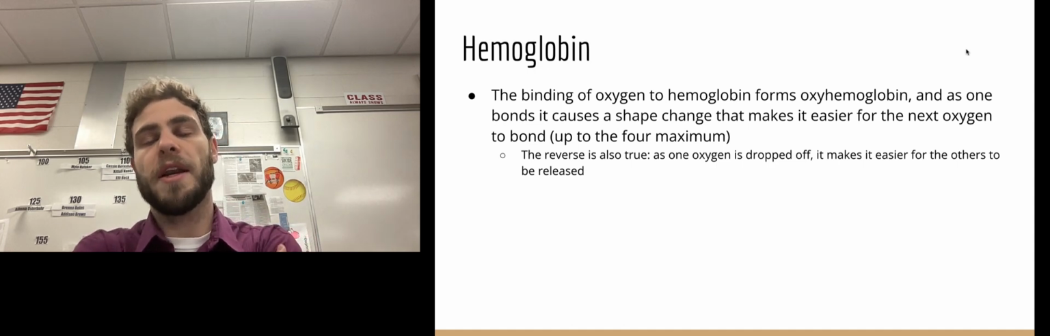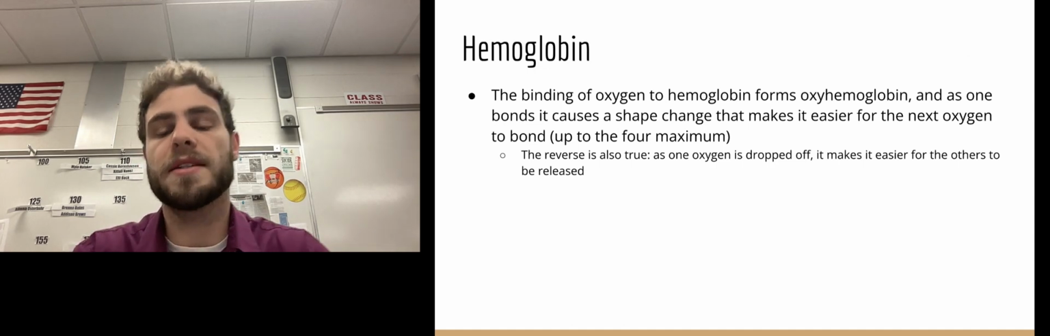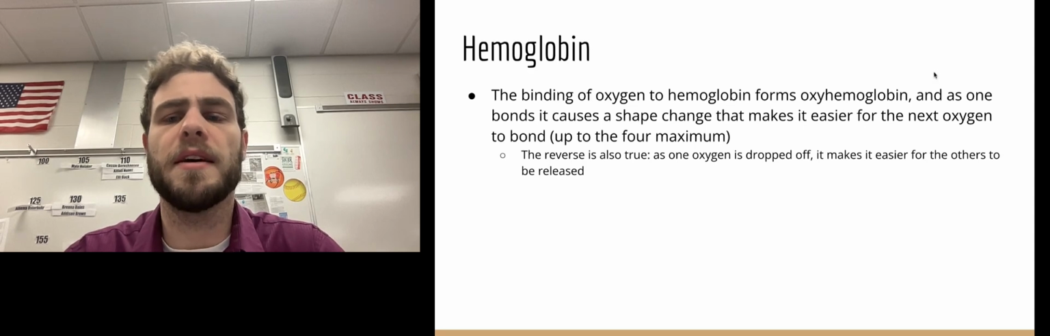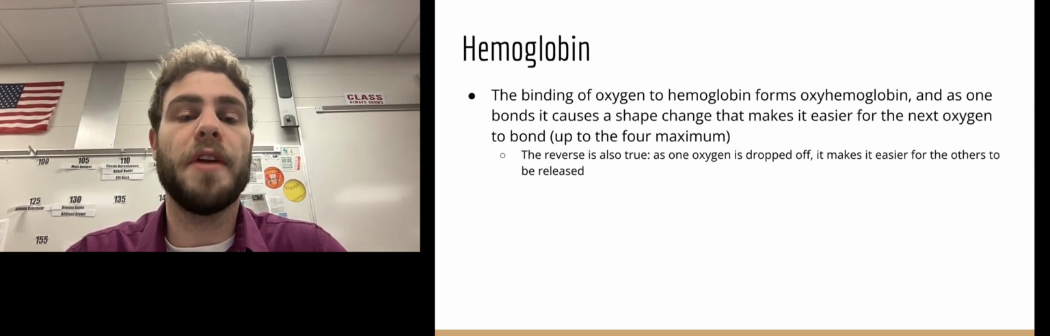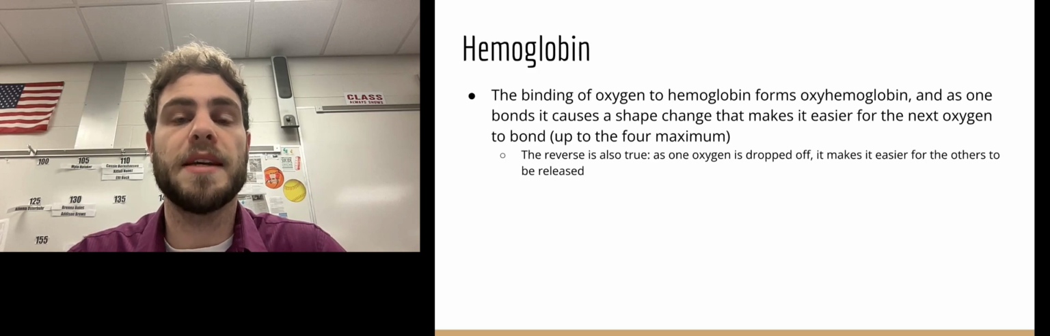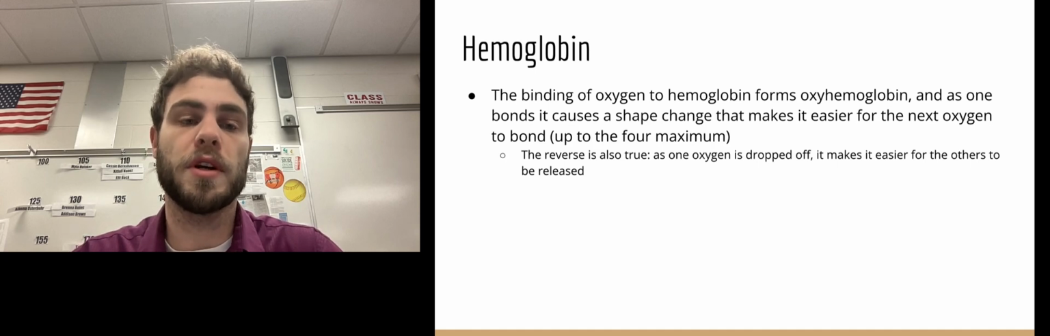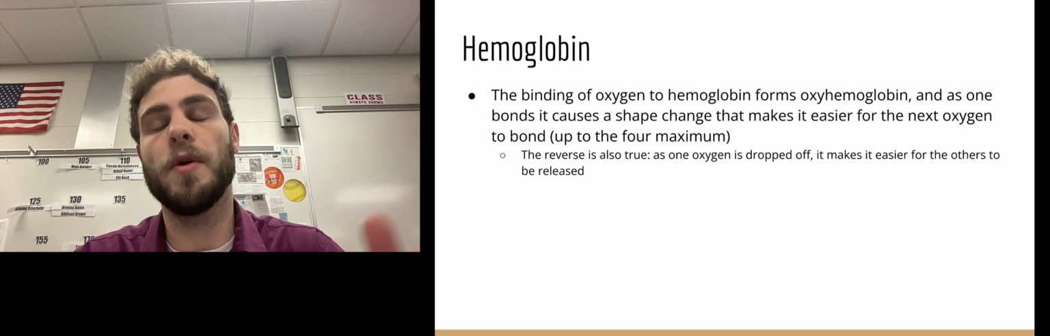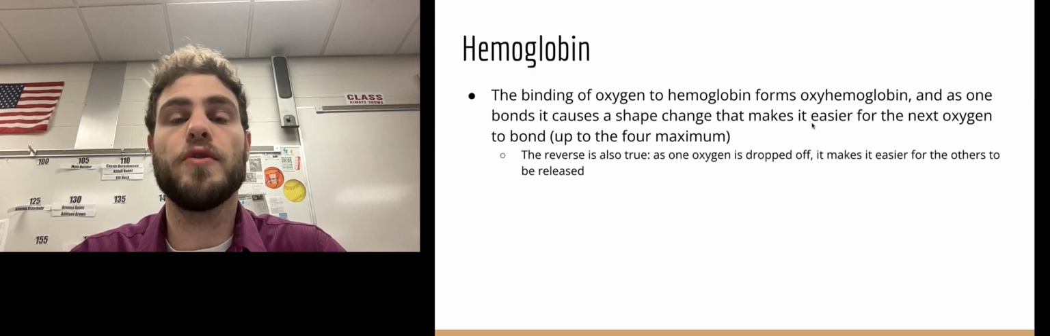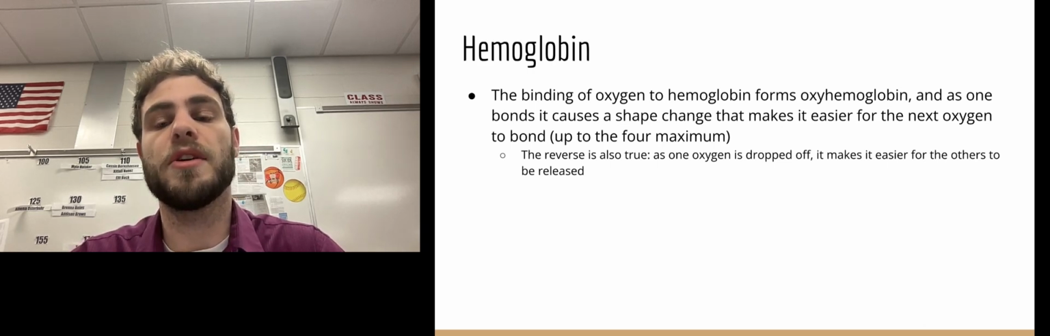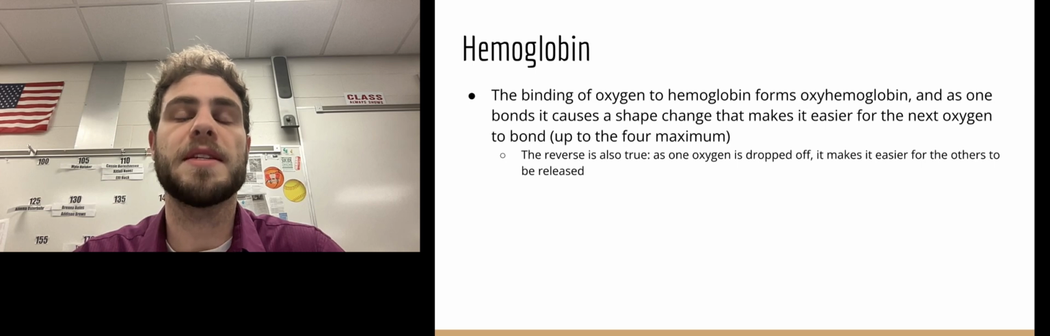A little bit on hemoglobin here. The binding of oxygen to hemoglobin forms oxyhemoglobin. I think we do talk about that in the high school side. And actually, the binding of an oxygen to a hemoglobin makes it easier for the next oxygen to bind, up to the 4, because remember, you have 4 subunits of hemoglobin. The reverse is also true. As you lose an oxygen, that's going to make it easier for the next one to be released.